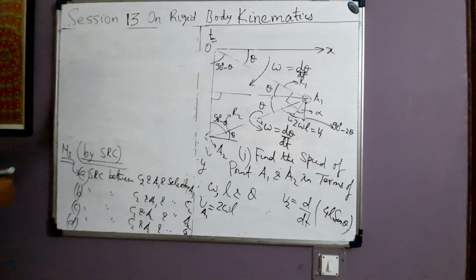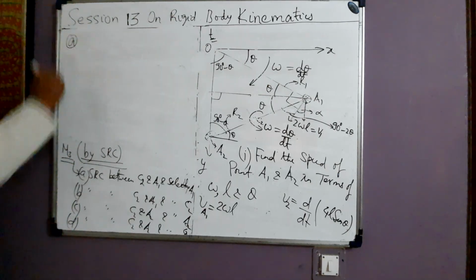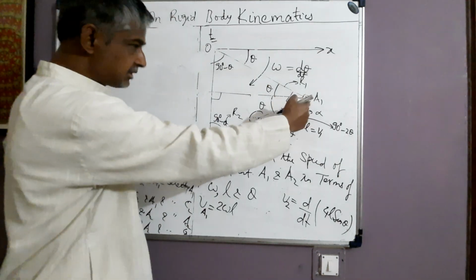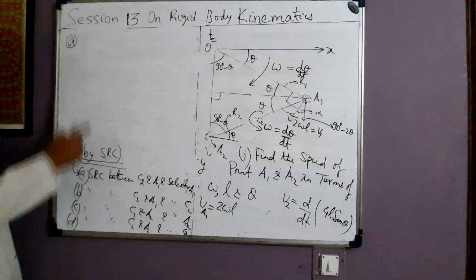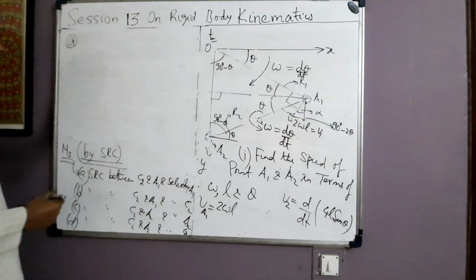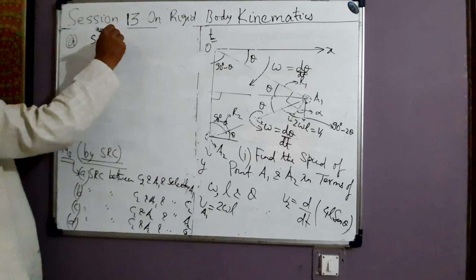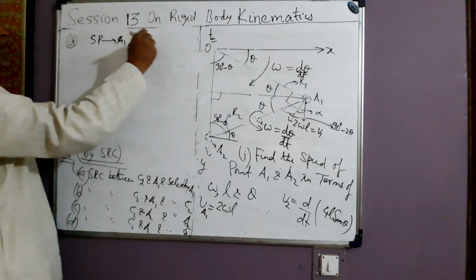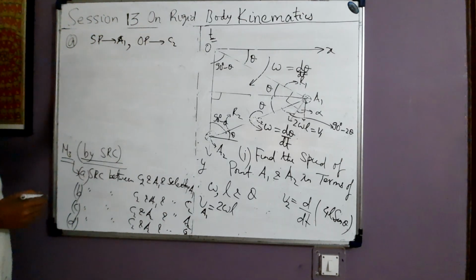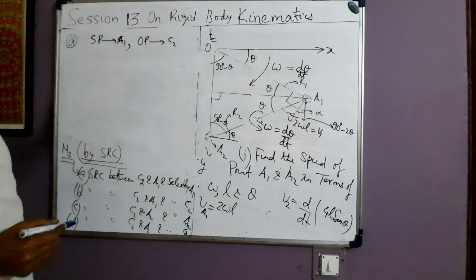So, this is sub case A. We apply SRC between C2 and A1 and we select A1. So, first what do you say? SP arrow C2, A1 and OP arrow C2. SP meaning selected point and OP meaning other point.